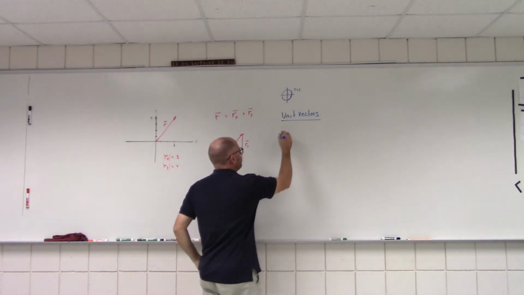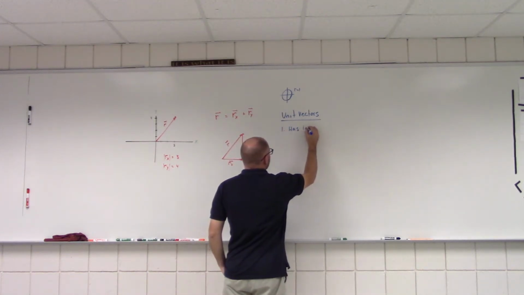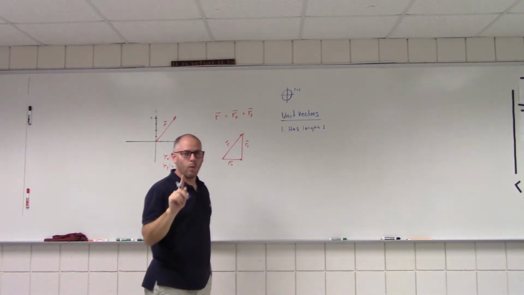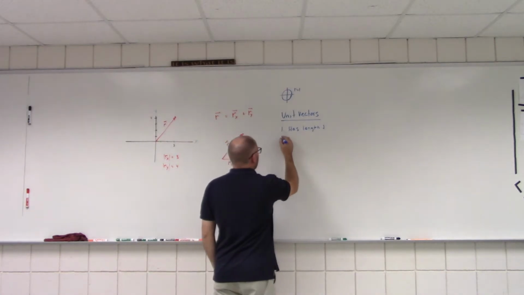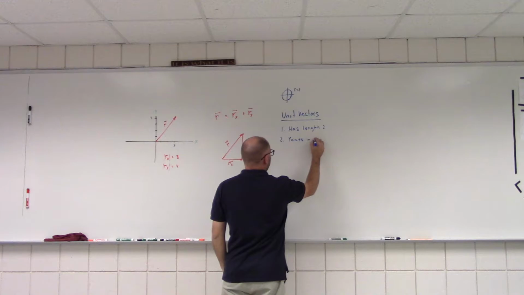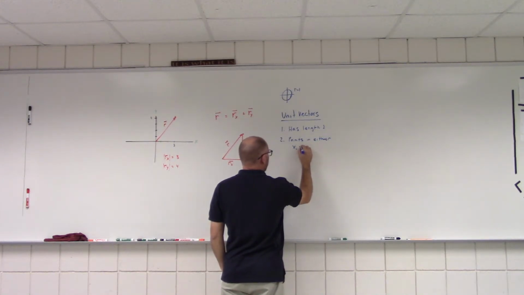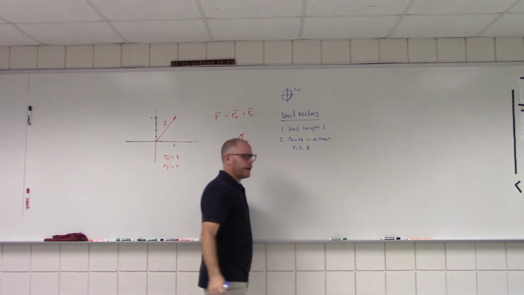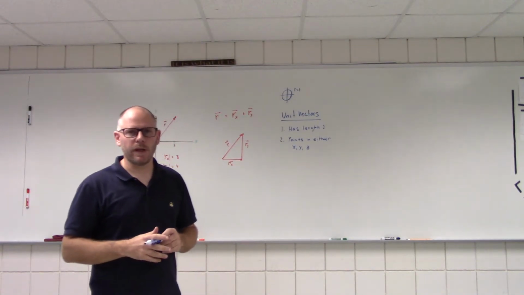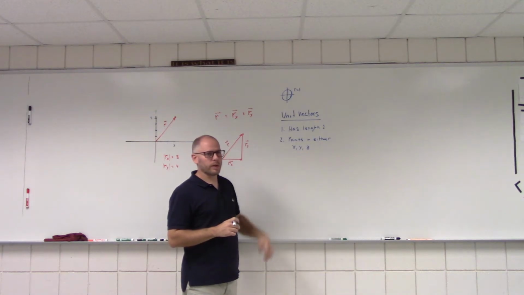So a unit vector has length 1 and it points in either the x, the y, or the z direction. And yes, we are adding the z direction here. We'll see how that manifests in a couple of minutes. But it has length 1 and it points in either the x, y, or z direction.